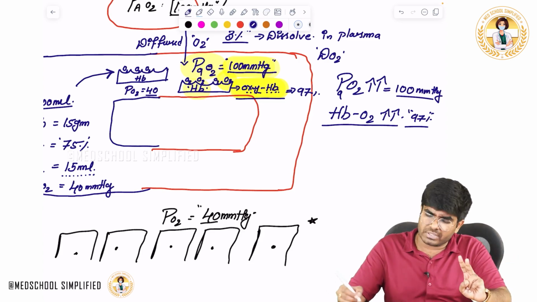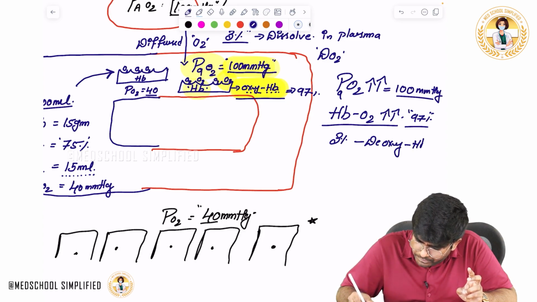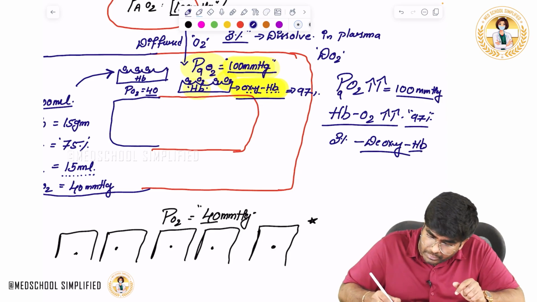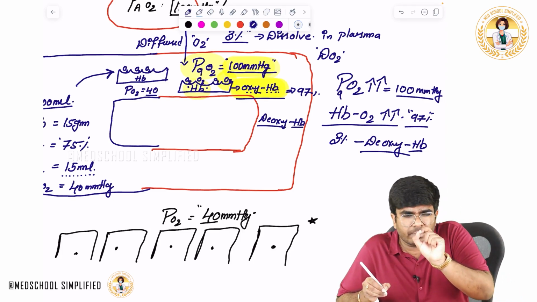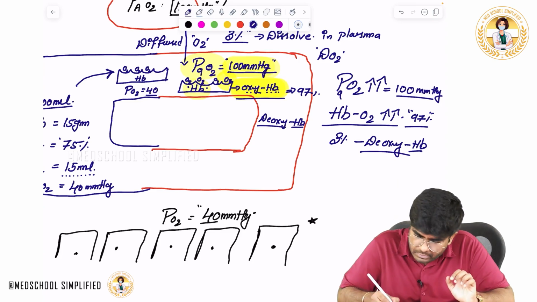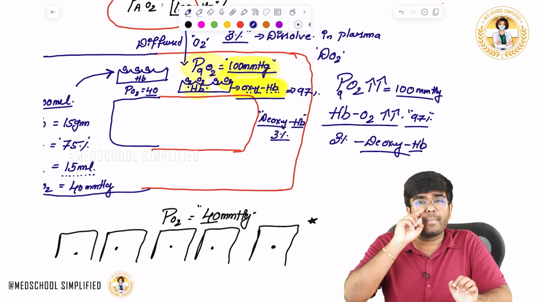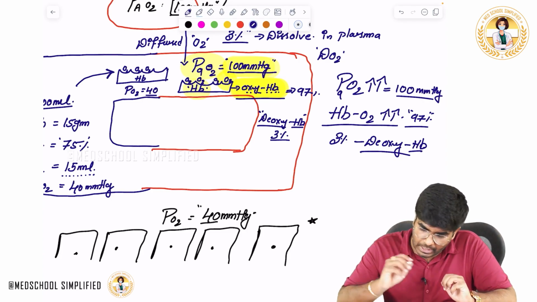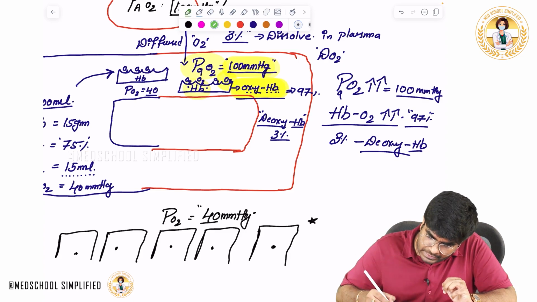Oxyhemoglobin. Only 3% is deoxyhemoglobin. Means even in arterial blood there is deoxyhemoglobin, because of the mixture of some venous blood from the heart. Deoxyhemoglobin is how much? Only 3%. Now I am writing the values in the arterial blood.